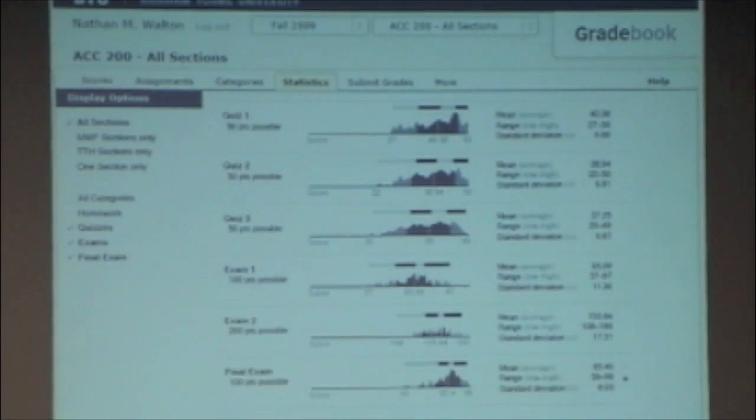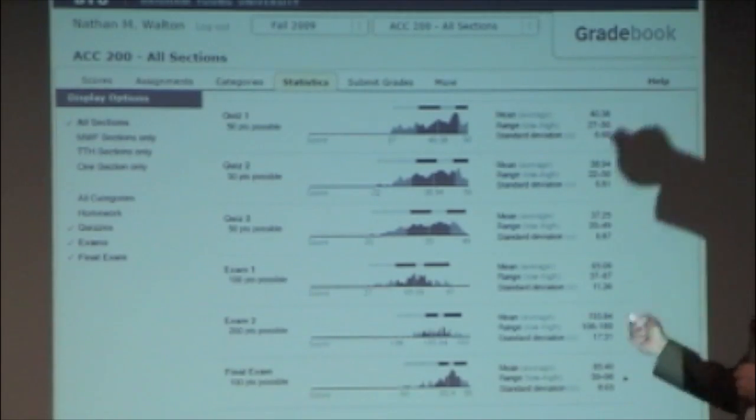So I can now teach with a blog or a wiki, and my gradebook is integrated with my SIS, and I don't have to worry about all of the other stuff.